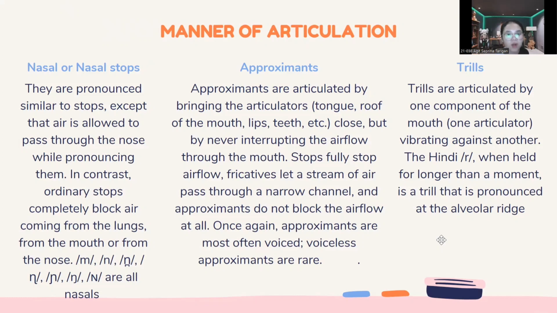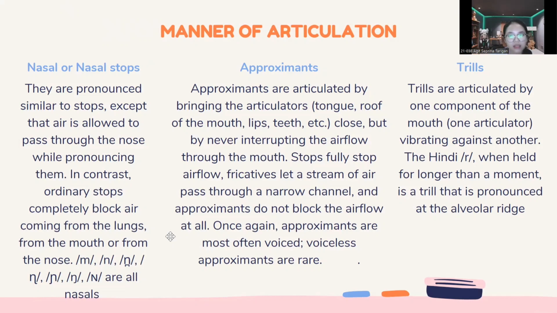Approximants. Approximants are articulated by bringing the articulators, tongue, roof of the mouth, lips, teeth, etc. close, but never interrupting the airflow through the mouth. Stops fully stop airflow. Fricatives let a stream of air pass through a narrow tunnel, and approximants don't block the airflow at all. Approximants are most often voiced. Voiceless approximants are rare.